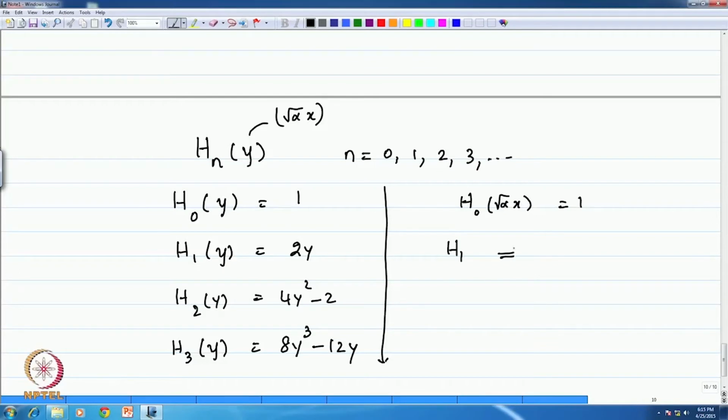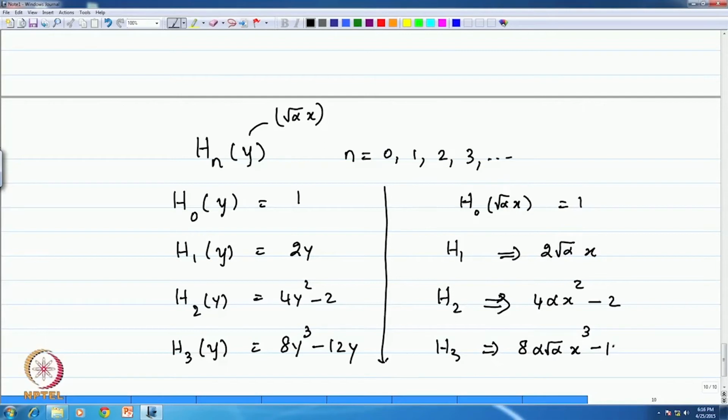If you write this in terms of root alpha x, H0 of root alpha x is 1, H1 is 2 root alpha x, H2 is 4 alpha x square minus 2, and H3 is 8 alpha to the 3 by 2 x cube minus 12 root alpha x, and so on.